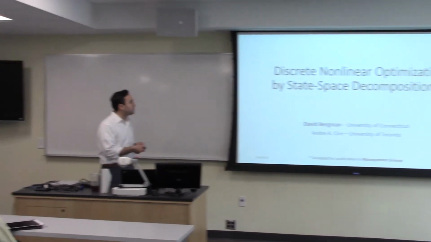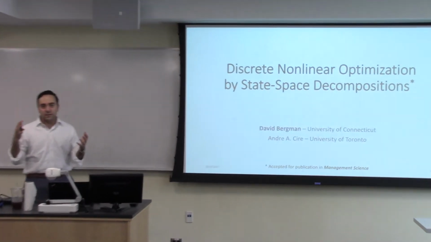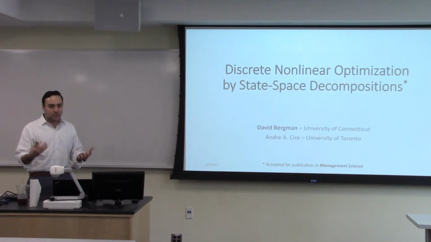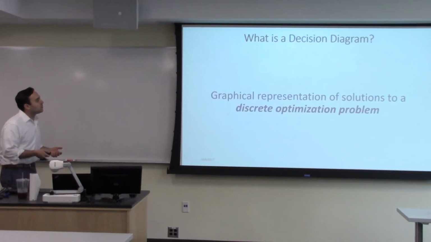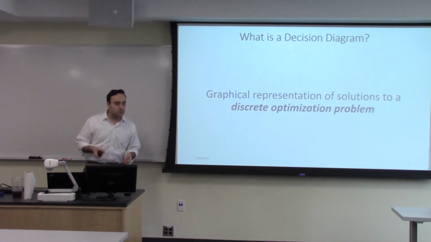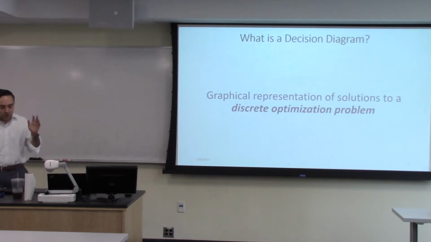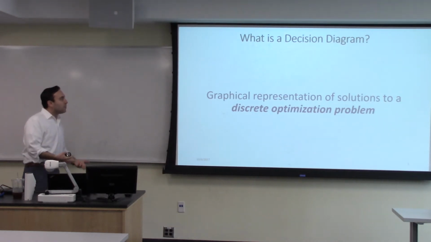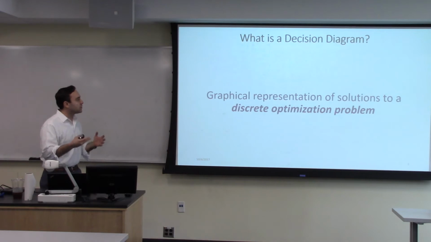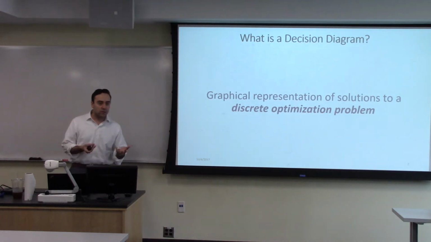Before I go into the meat of this talk, let me talk about what decision diagrams are, which is the basis of this work. So what is a decision diagram? This is something from the CS community, Randy Bryant actually at CMU, right? It's been used for a lot of things classically, but what we do in this body of work is use it as a graphical representation of solutions to a discrete optimization problem.